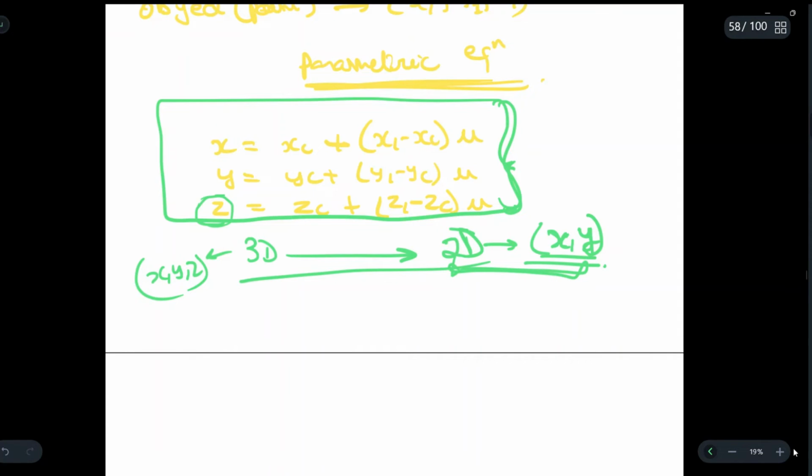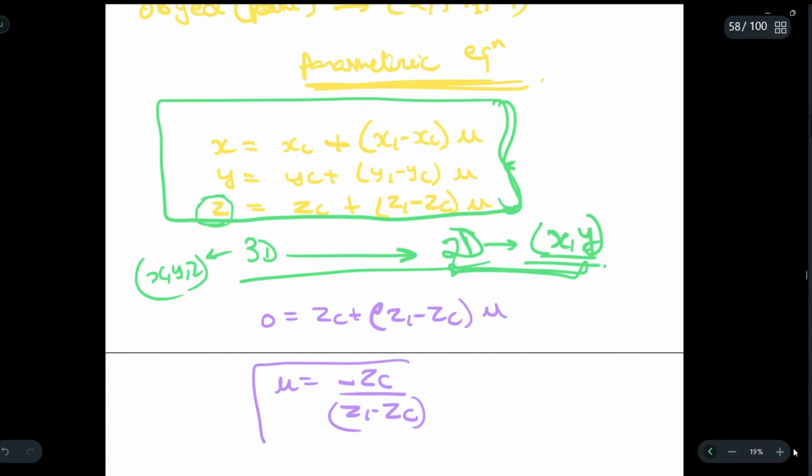On doing so, you will get 0 is equal to zc plus (z1 minus zc) into u. And on doing that, you will get the value of u as minus zc upon (z1 minus zc). That is, u is equal to minus zc upon (z1 minus zc).